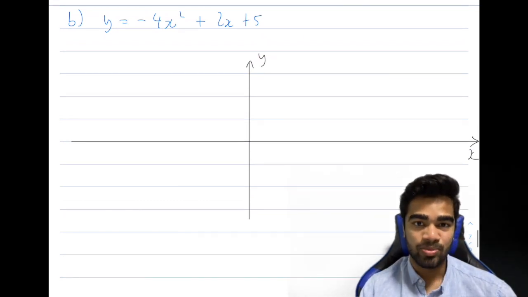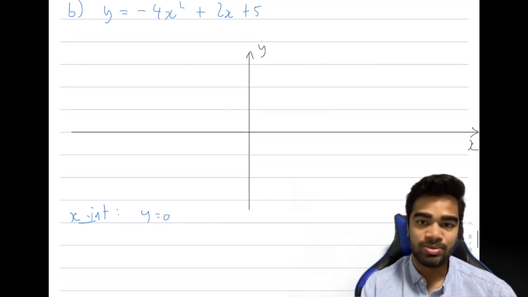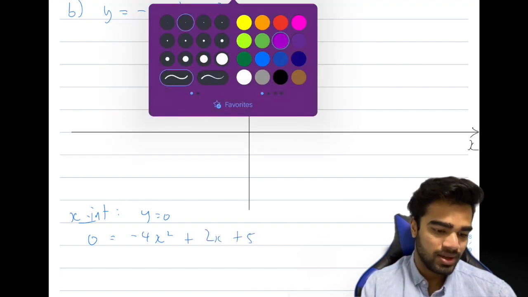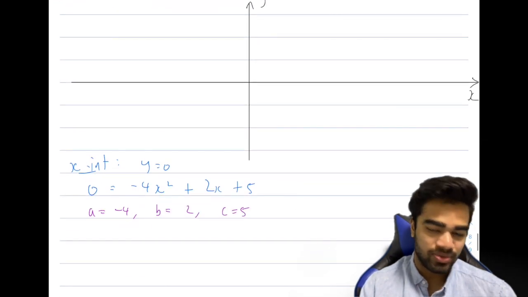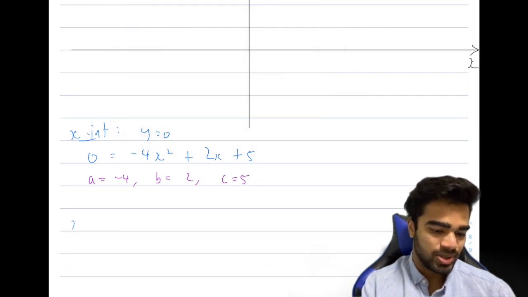Okay, last question for the lesson. This is a little bit more complicated, so let's do it quickly. To find the x-intercept, same thing: y equals 0, so obviously try to factorize it normally. If you can't factorize it normally, then use the quadratic formula. So same thing, a equals negative 4, b equals 2, c equals 5. Okay, once you have that, we can start using the quadratic formula.